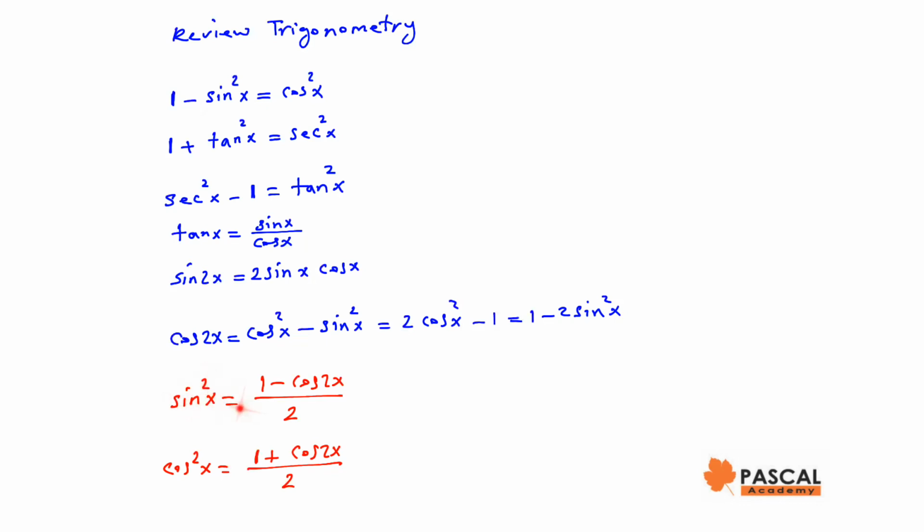Sine squared of x equals (1 minus cosine of 2x) divided by 2, and cosine squared of x equals (1 plus cosine of 2x) divided by 2. Very important.